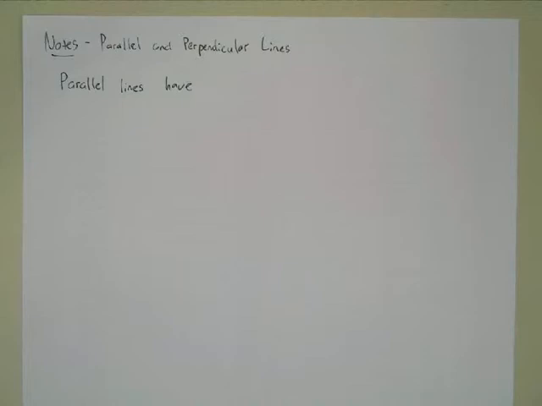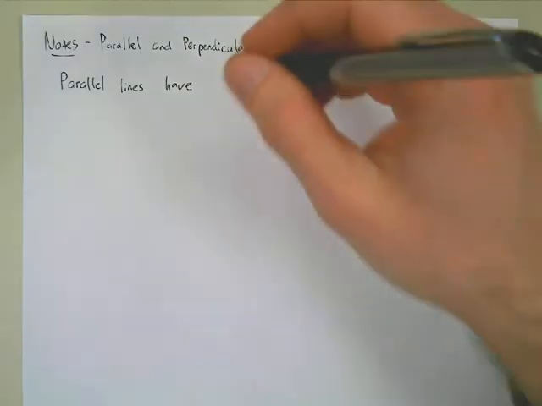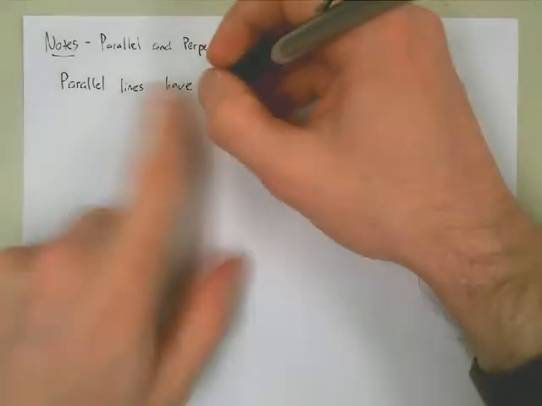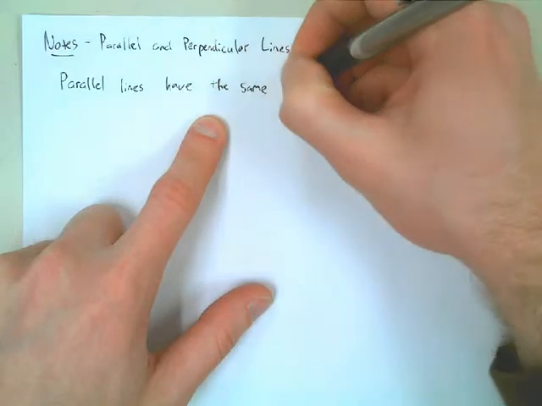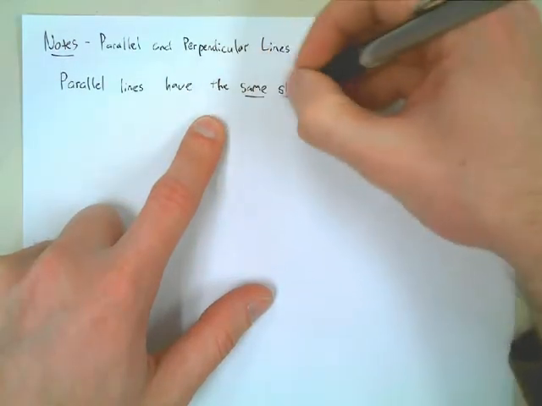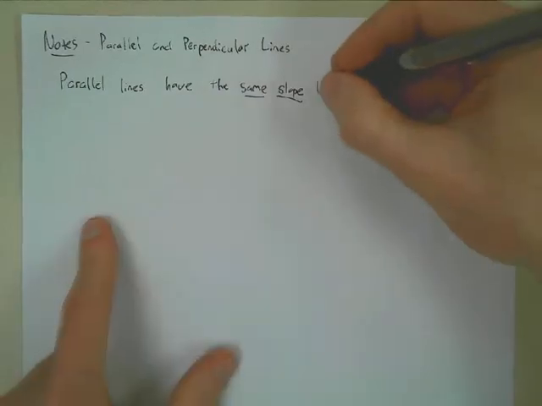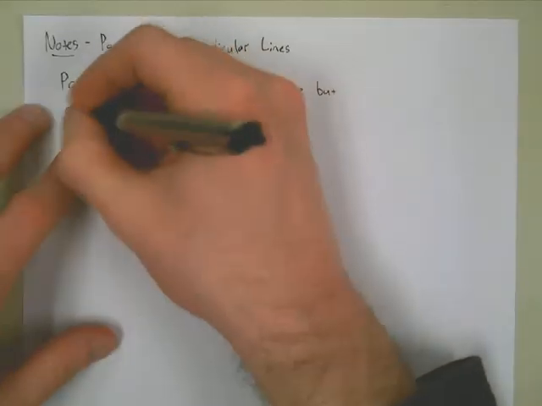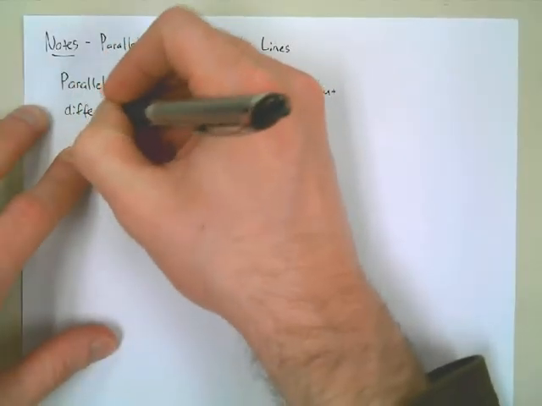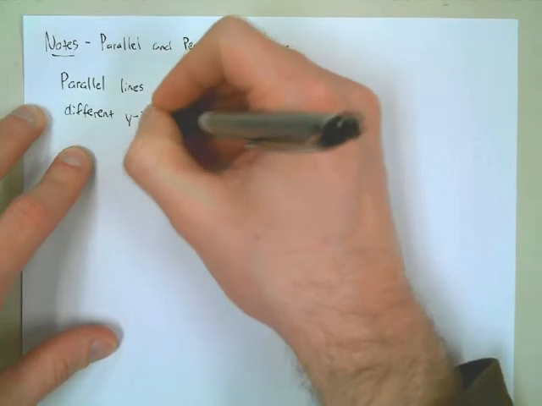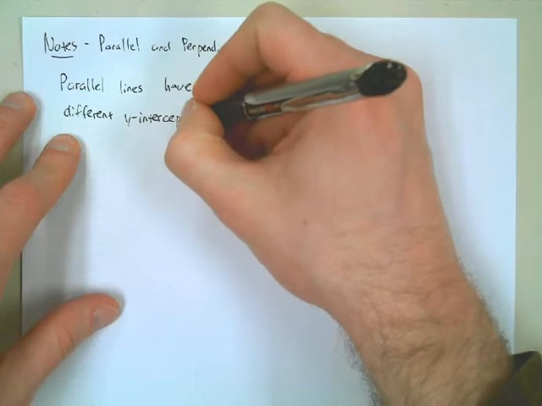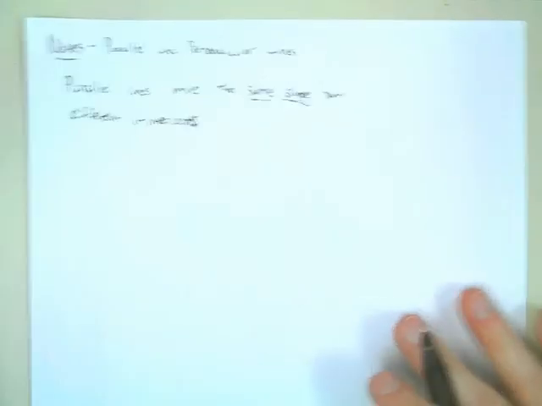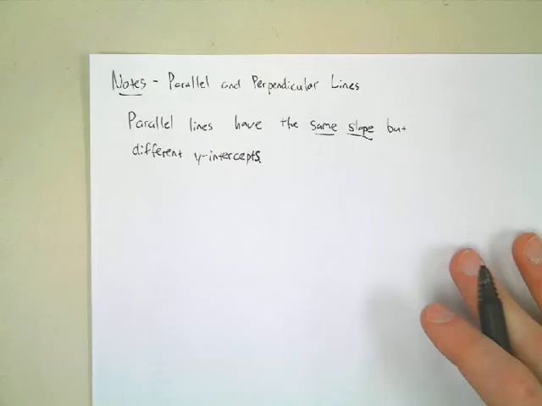have what? Equal what? Equal slopes. So parallel lines have the same slope, okay? But different y-intercepts. Alright, parallel lines have the same slopes but different y-intercepts. They must have different y-intercepts. Okay?